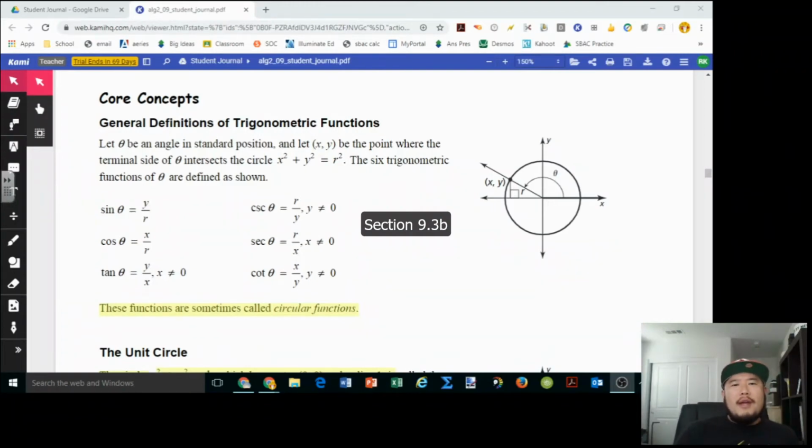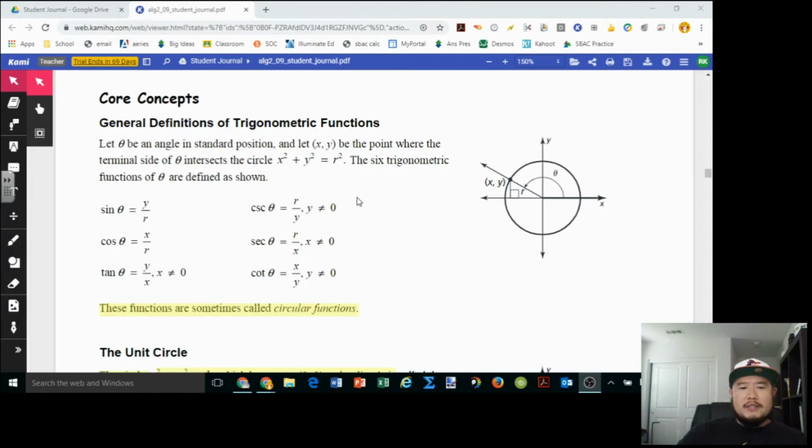All right, we're going to take a look at the second section of 9.3. To begin right here, we started 9.3a by taking a look at the circular functions. And there were these set of ratios for sine, cosine, tangent, cosecant, secant, and cotangent, which was, you can see right here, y over r, x over r, y over x.